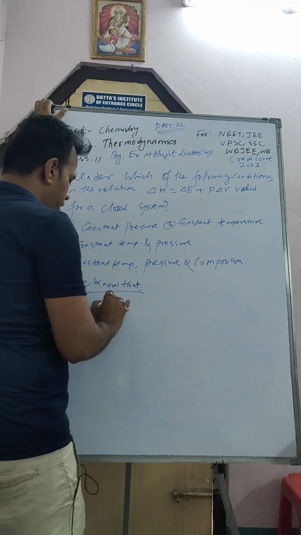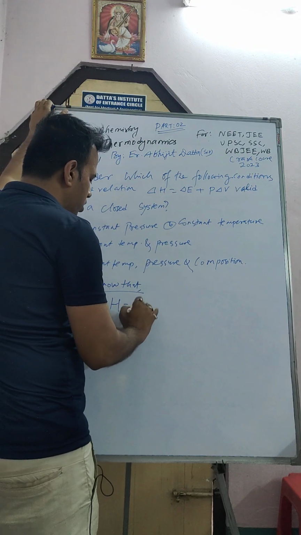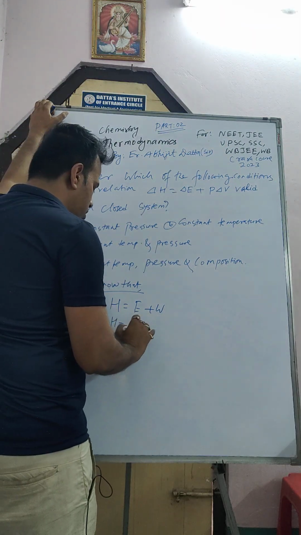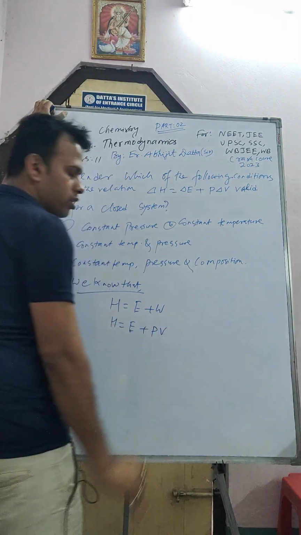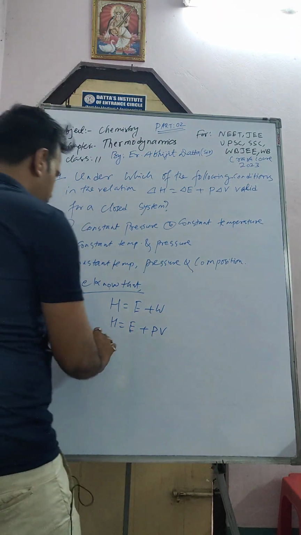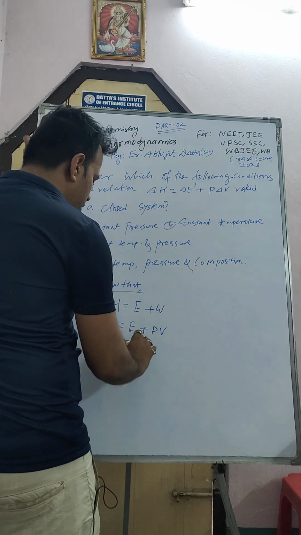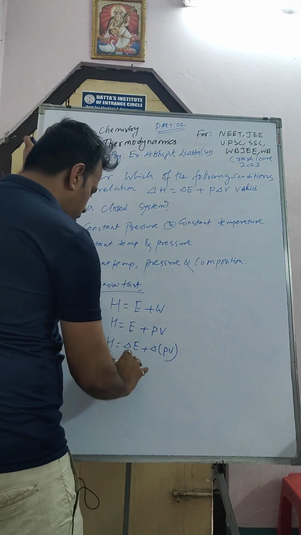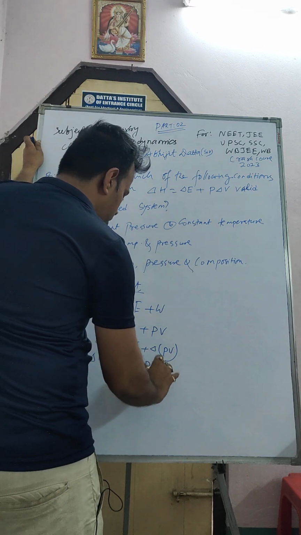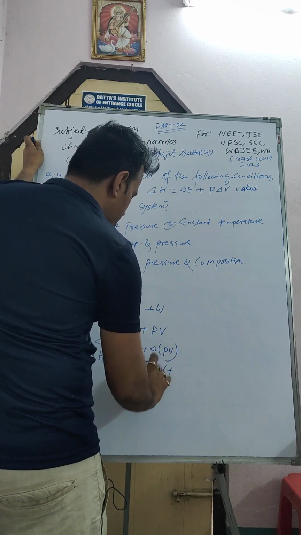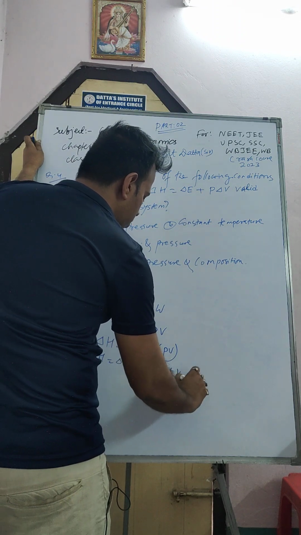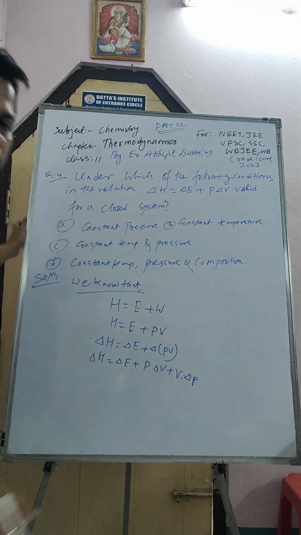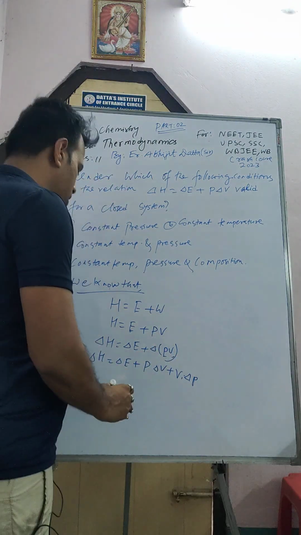Enthalpy H equals E plus PV. Now if you differentiate this, it will be del H equal to del E plus del of PV. So del H equal to del E plus P into del V plus V into del P. Here I am doing differentiation, just the product rule, P into V.